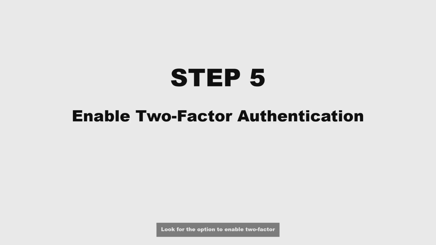Enable two-factor authentication. Look for the option to enable two-factor authentication, or 2FA. Follow the prompts to set it up, which may involve linking your phone number or using an authentication app for added security. After completing these steps, your Upwork account will have enhanced security settings. Regularly review these settings to ensure your account remains secure.